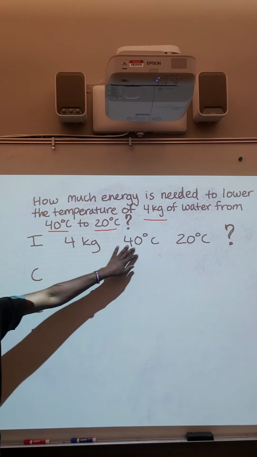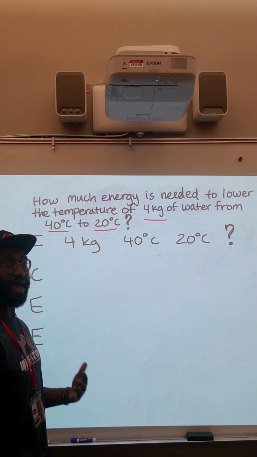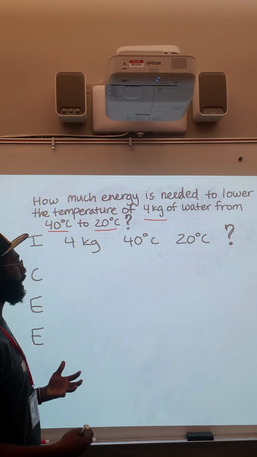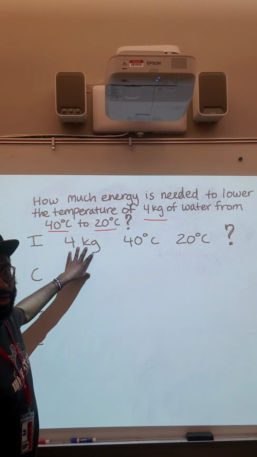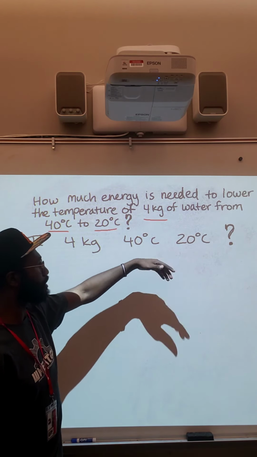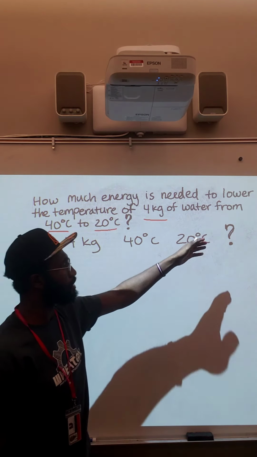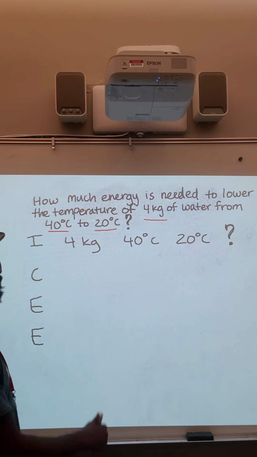So once we've identified all of our measurements and we know that there's a question being asked of us, we need to categorize those things. We need to figure out what is 4 kilograms, right? What variable represents that? What is 40 degrees Celsius, 20 degrees Celsius? And then what variable represents the question that we're looking for, okay?